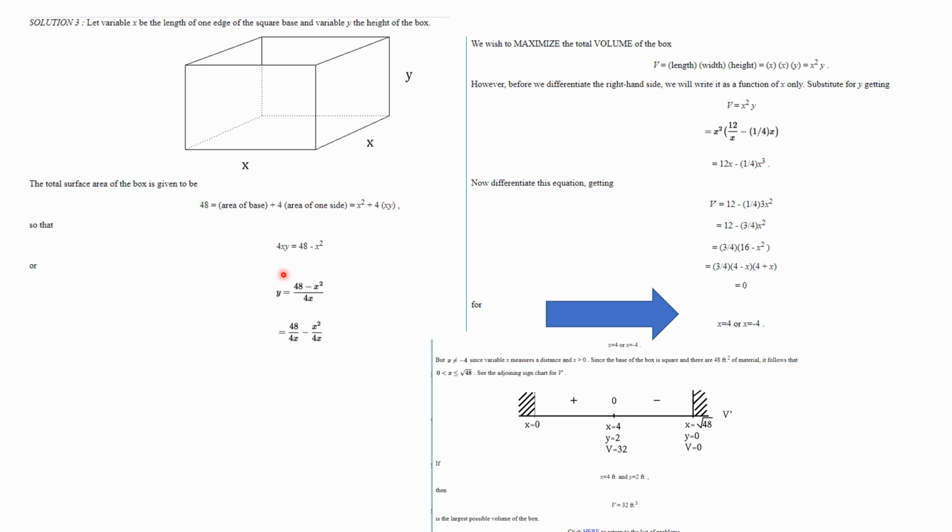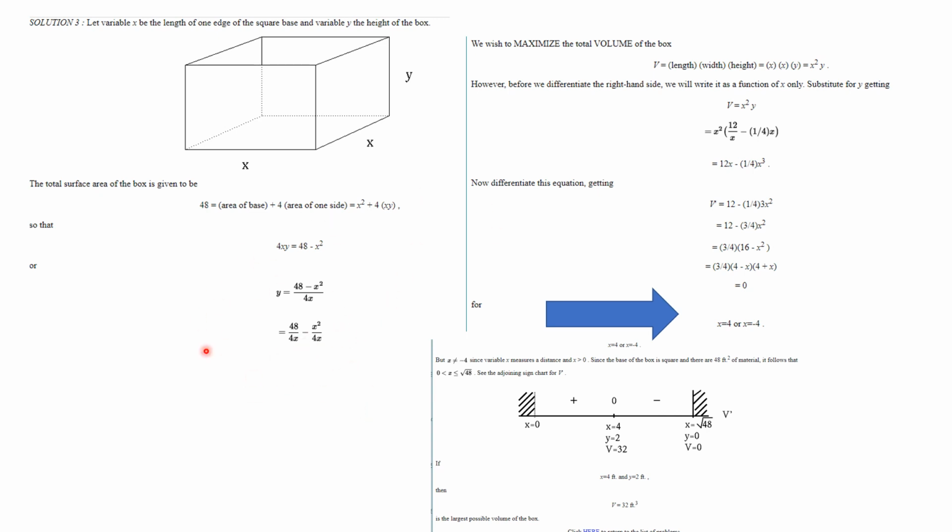was equal to that, so I can solve this for y, and I get y is equal to 48 minus x squared, and this is all over 4x. And if I divide, I have that this is 48 over 4x. That's really going to be 12 over x minus, and this is going to be x over 4.